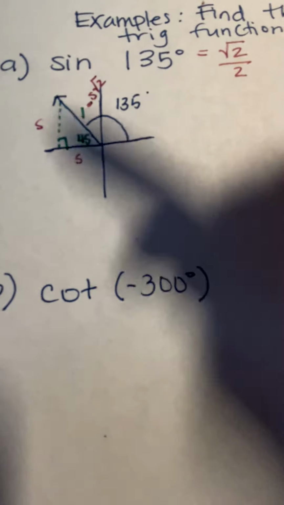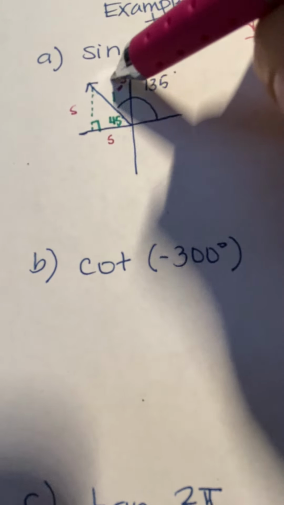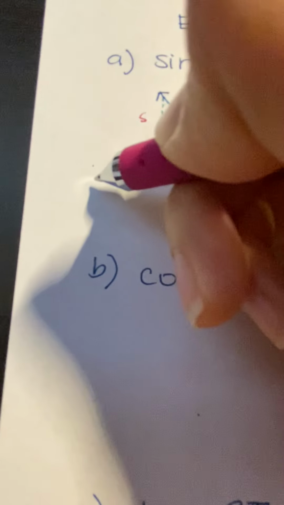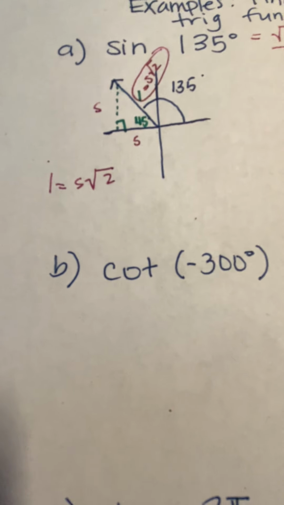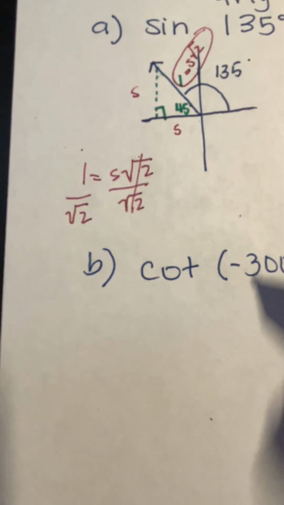Now I have to find out what S is in order to figure these out. So I like this equation right here. I'm going to use it to go ahead and find out what S is. 1 is equal to S times square root of 2. I'm going to go ahead and divide by square root of 2. And that leaves me with S is equal to 1 over square root of 2.